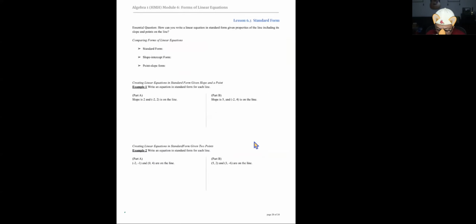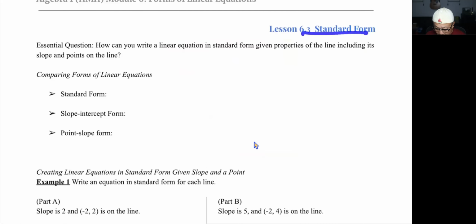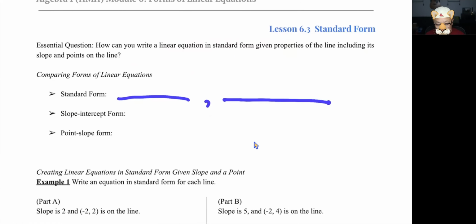Okay, guys? So, do me a huge favor. We're going to be studying Standard Form, but I'd like to see if you remember the other forms. What exactly is Standard Form? What is Slope-Intercept form? And what is Point-Slope form? Could you write those forms and all the necessary components over here, guys?